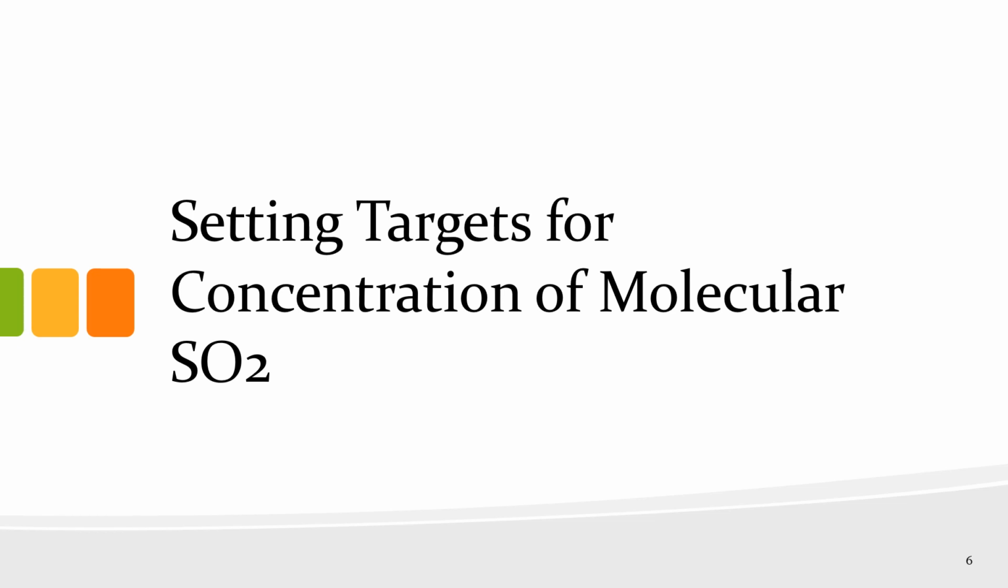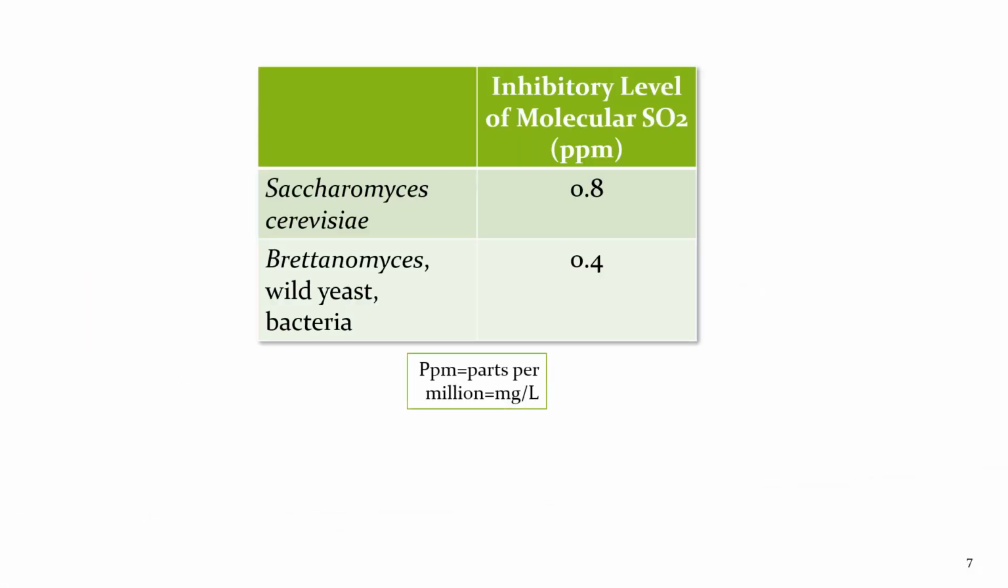So how do we set targets for concentration of molecular SO2? Again, we're trying to target some concentration to prevent any spoilage that we're worried about. Say we're worried about spoilage by Saccharomyces cerevisiae, our regular wine yeast. Perhaps we leave a little residual sugar in the wine at bottling. Consumers often like a little sweetness, just a little bit. But if there's Saccharomyces cerevisiae cells present and there's sugar present, fermentation can happen in the bottle. So how would we prevent that?